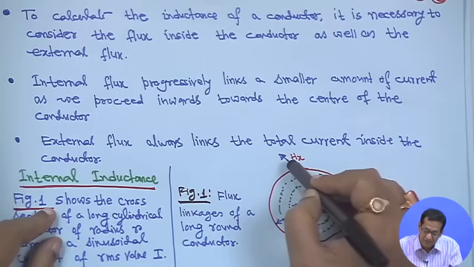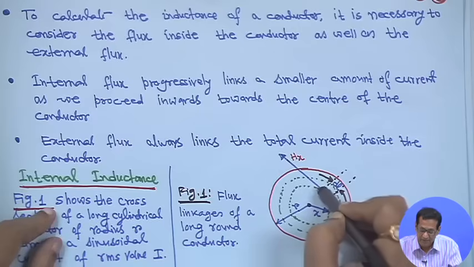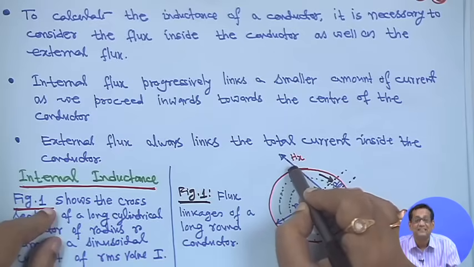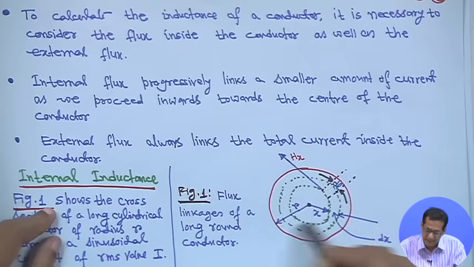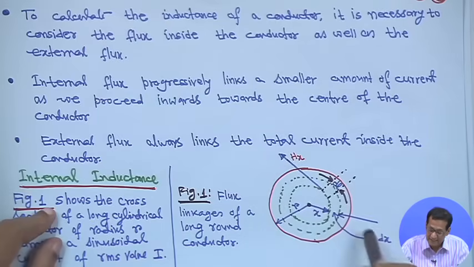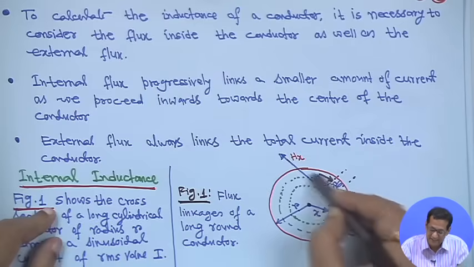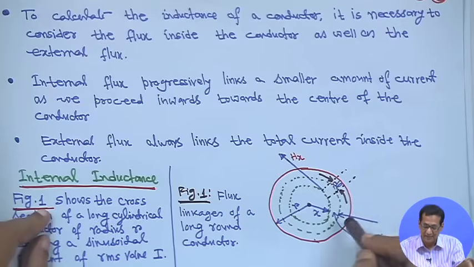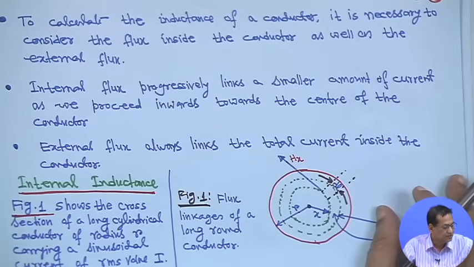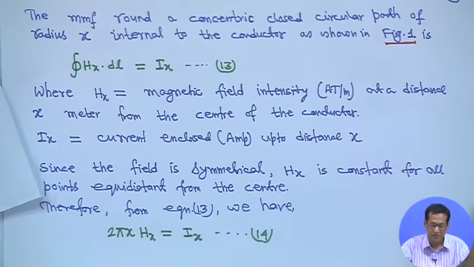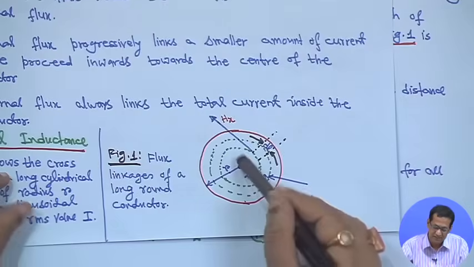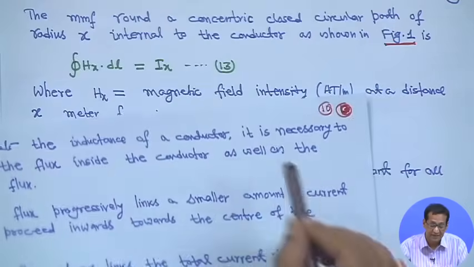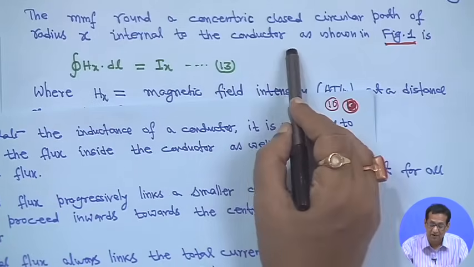Say the magnetic field intensity is Hx. So, this is the cross-sectional view of the conductor, this is the radius r, and at a distance x we consider a very small width dx, and this is the arc length dl. In this case, the MMF around a concentric closed circular path of radius x, internal to the conductor, as shown in figure 1.